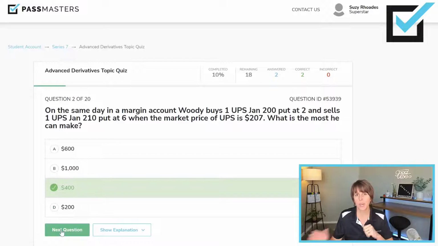It's also true that this is a positive number, right? The net of the premiums was plus 4. It's a credit spread. So that means that Woody wants the spread to narrow, the difference between the premiums to get smaller, and the options to expire unexercised. So debit spread, widen and exercise; credit spread, narrow and expire.